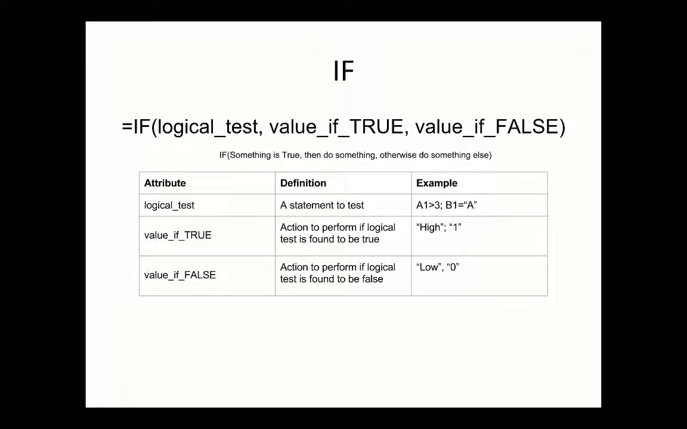For example, if we wanted to test whether a number in cell A1 is greater than 3, we can use the logical test A1 greater than 3. When that statement is true, we can return the text high, and when this statement is false, we can return the text low. You can also use conditional statements for text. For instance, we can test if the data in cell B1 is equal to the character A. If this is true, we can return a 1, and when this is false, return a 0.